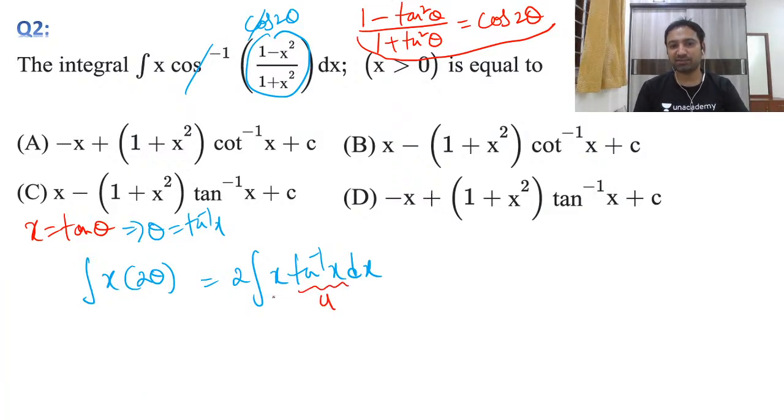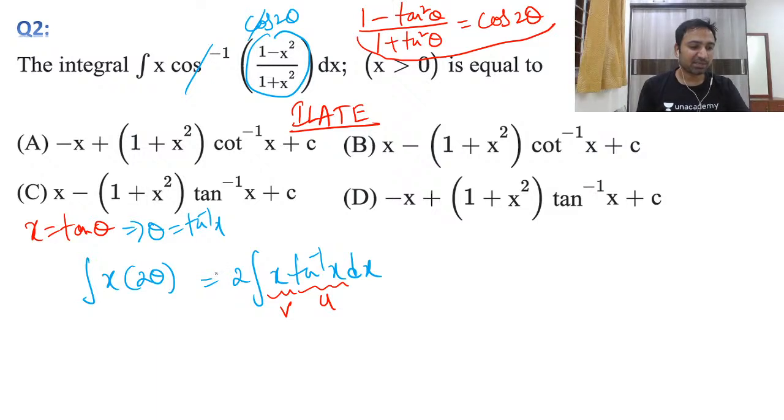Whichever function is easy to differentiate, we take it as the first function. Whichever function is easy to integrate, we take as the second function. Otherwise, you can follow the ILATE rule also. ILATE is what, guys? Inverse, logarithmic, arithmetic, trigonometric, and exponential. Whichever comes first, we take it as U. In ILATE, the first function is the inverse trigonometric function, so that's why I took tan inverse x as U.